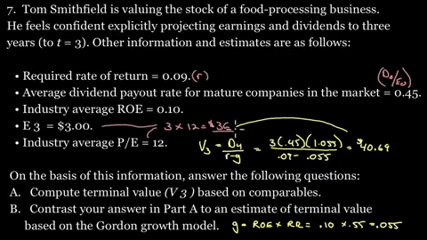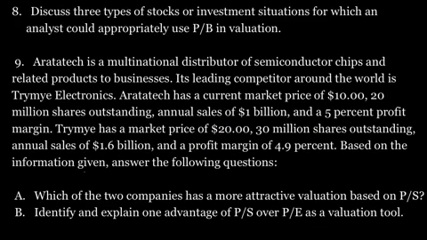There we go. Number 8, discuss 3 types of stocks or investment situations for which an analyst could appropriately use price to book in valuation. And we talked about 3 of them. The first one was whether the company was going to continue on as a going concern. And if it's not, if it's a liquidation or a wind-up, then we would use price to book in that situation. Another situation we would use price to book is if the majority of the firm's assets are in liquid assets or financial assets. So mostly liquid.